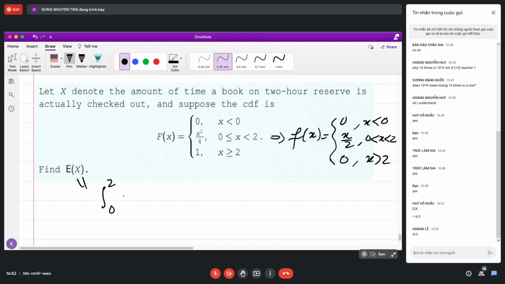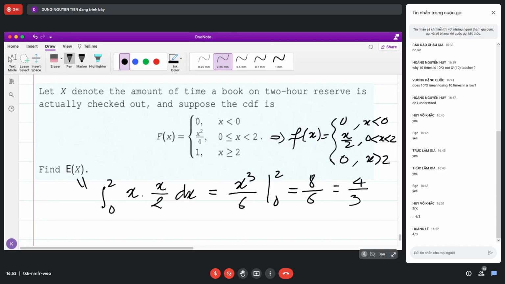And for this integral, we have the integrand x times the function f of x, which is x over 2 dx. And then you get x to the third over 6 from 0 to 2, right? And it gets 8 over 6, which is 4 over 3. Is that clear? Okay.